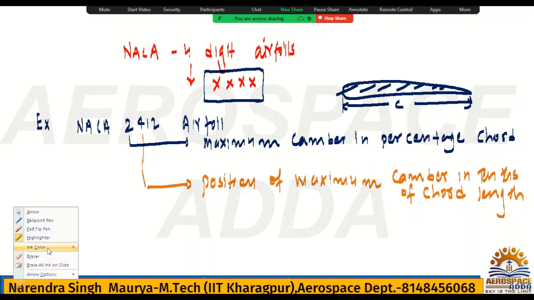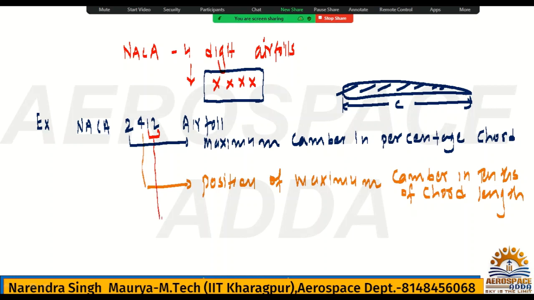Okay, and what are the last 2 digits? The last 2 digits are combined. What are the last 2 digits? It's the maximum thickness, not location. For 5 digit you may get that location also. So maximum thickness.